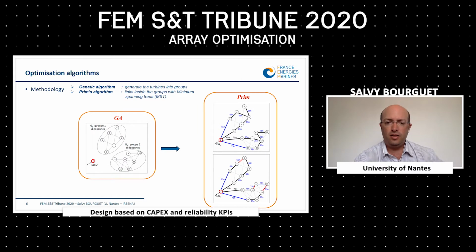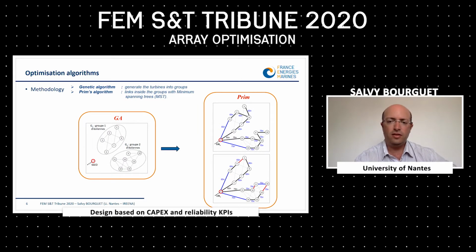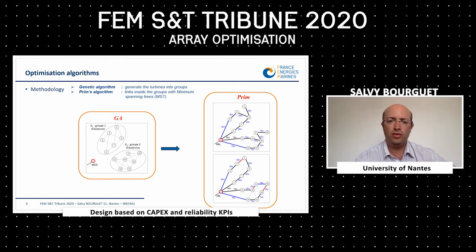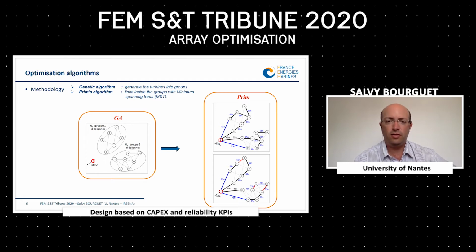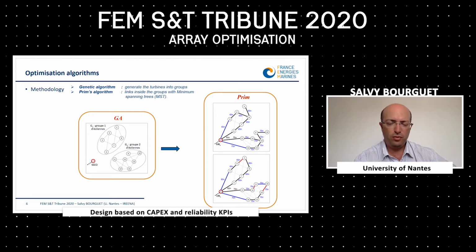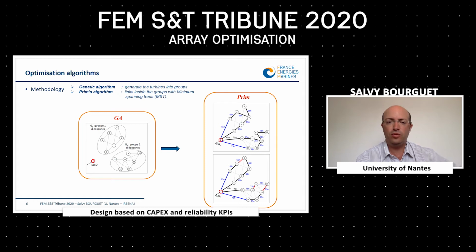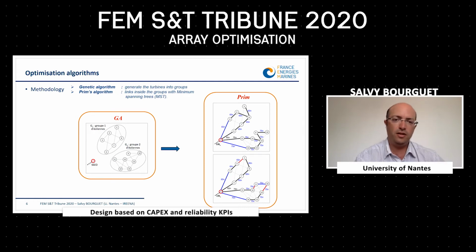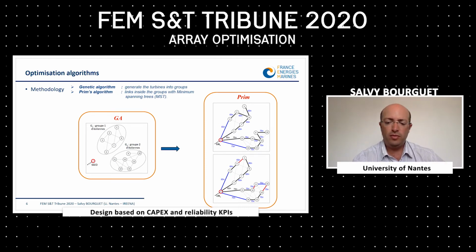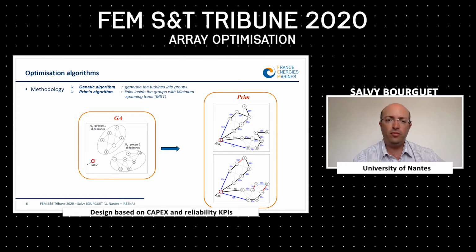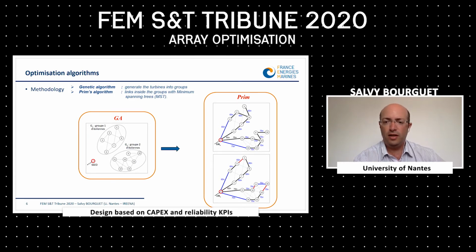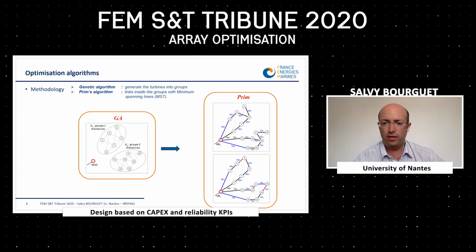And inside, the methodology is as follows. We have two different algorithms that are coupled. The first one is based on the geometric algorithm. Its goal is to generate the turbines into groups. As you know, we have several groups, and they are not meshed at this stage. And the meshing is done by Prim's algorithm, which makes the links inside the groups with a minimum spanning tree approach, like you have on the right here.